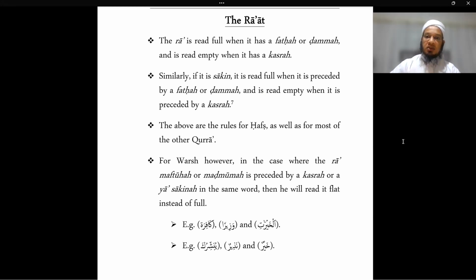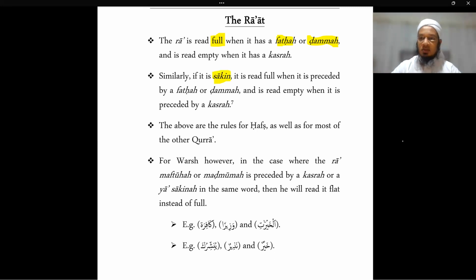So the Ra will be read full with tafkhim in the normal riwayah of Hafs when it has a fatha or a dhamma. If it has a kasra, it will be read flat. So you have a ra, it will be read full as a ra, and ru, full. Kasra, ri, will be read flat. What about if it is sakin?